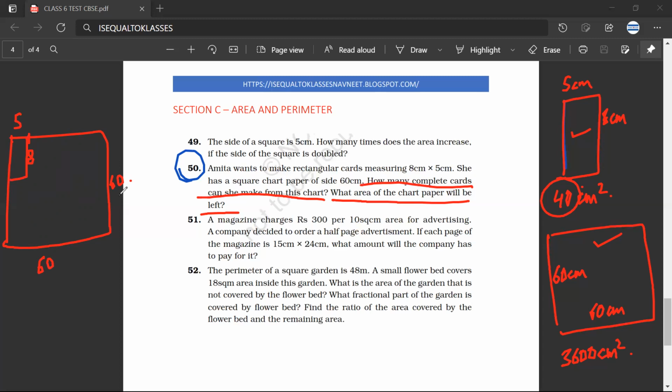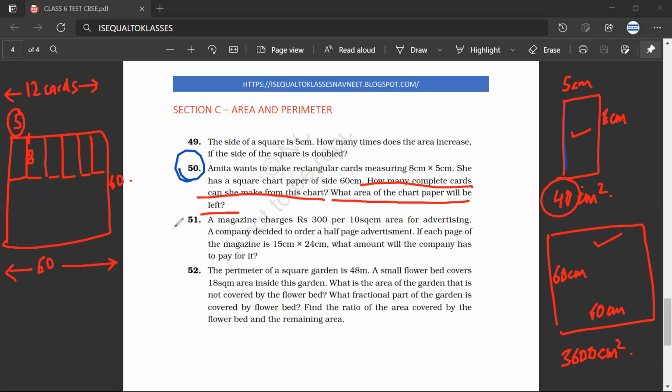Yes, sir. Okay. Now, look closely at what I'm trying to tell you. Here, you will be able to put 12 cards. Have you understood? Yes, sir. Why? Because 5 into 12 is 60. So this is 60 centimeters. So I will only be able to put 12 cards here. Mr. Satya, have you understood?